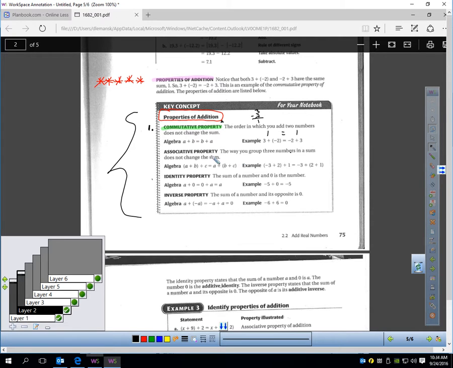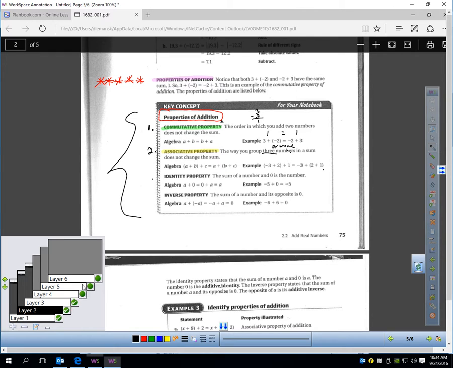The second property is the associative property. Now, do you notice it says 3 numbers here. It's really 3 or more numbers. It doesn't have to be 3. It could be 5 numbers. It could be 10. Okay? The way you group 3 numbers in a sum does not change the sum. In other words, you can group differently and you should get the same answer.